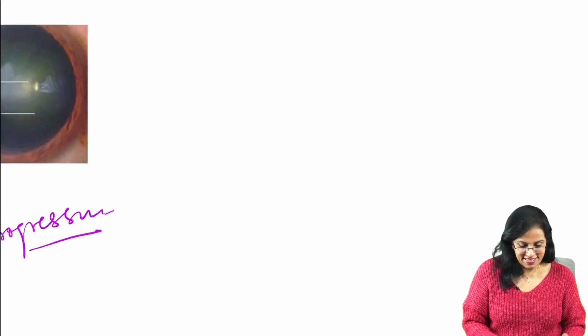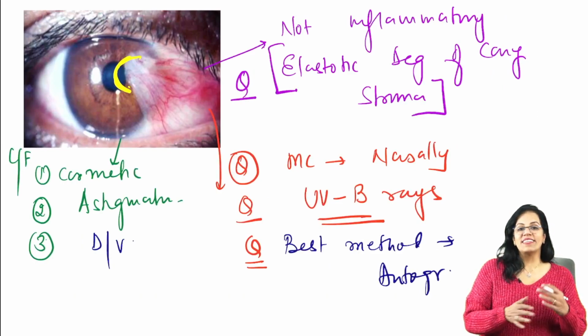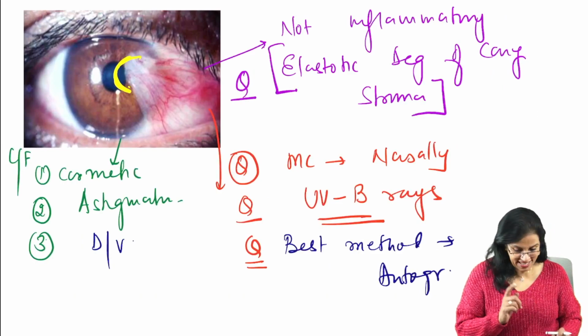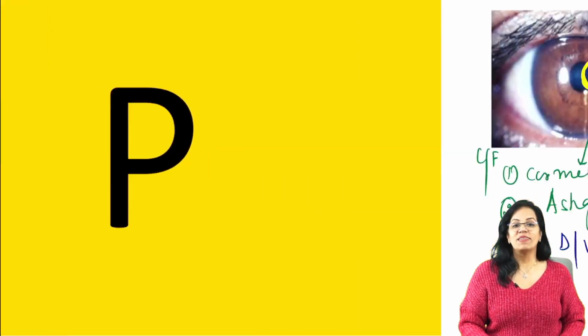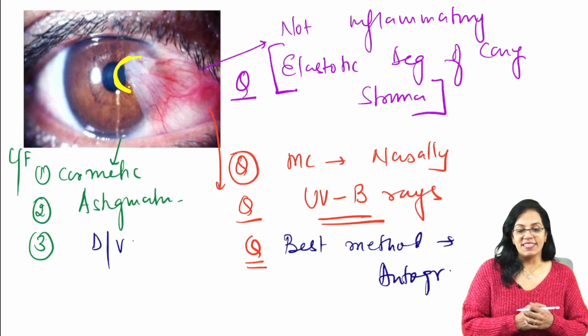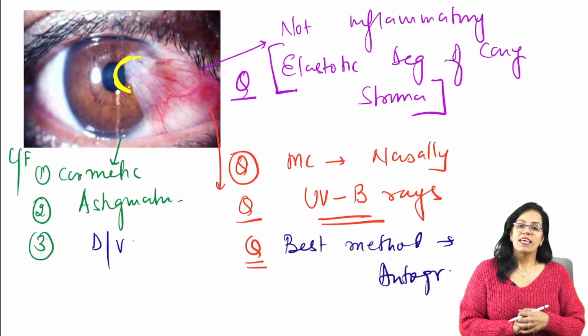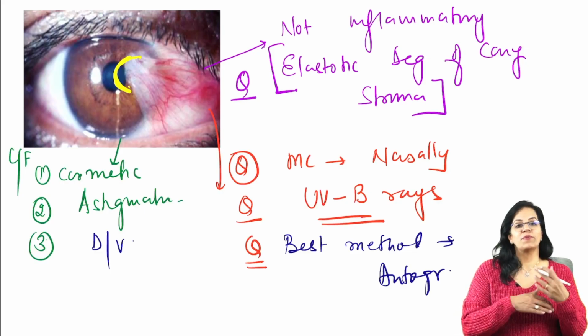So these are so many questions I have discussed here. I think the MCQ is missing in this. I don't know, I must have missed it. So sorry for this. But I think there are so many MCQs we have solved on pterygium and you know what the questions are. So treatment is always excision with autografting preferred. You can go for mitomycin C as well.